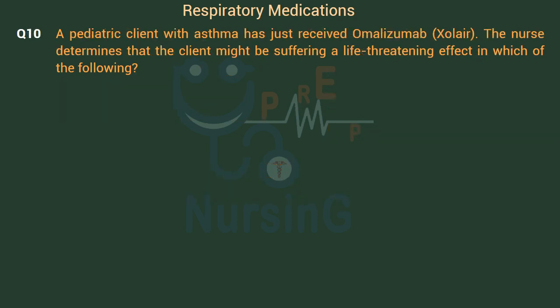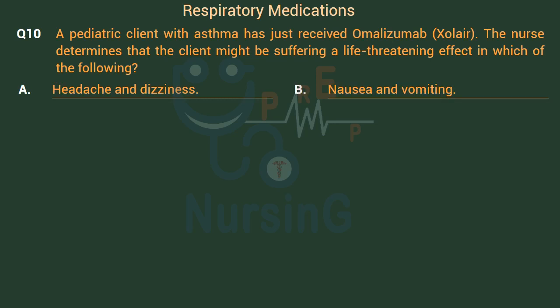A pediatric client with asthma has just received omalizumab, Xolair. The nurse determines that the client might be suffering a life-threatening effect in which of the following? Option A. Headache and dizziness. Option B. Nausea and vomiting. Option C. Swelling of the tongue. Option D. Joint pain. Right answer is Option C. Swelling of the tongue.